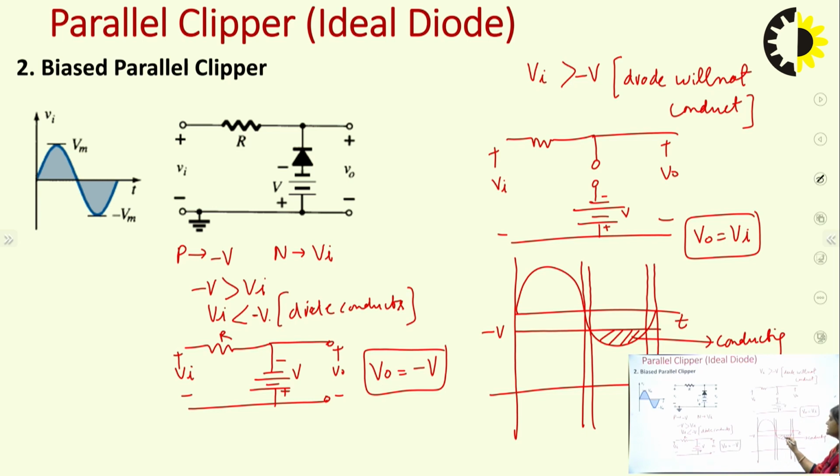For the conducting region, this is A, this is B, this is C, D, E, F and G. So the D, E, F part is conducting, and in the conducting part the output is equal to minus V. So here it would be equal to minus V, and in the rest of the part it will follow the input signal, because in the rest of the part the output signal is equal to Vi. So this is basically a negative clipper, and also with biasing.